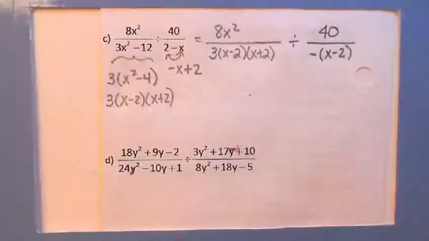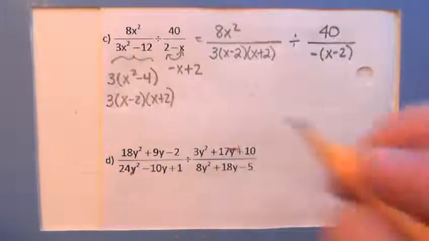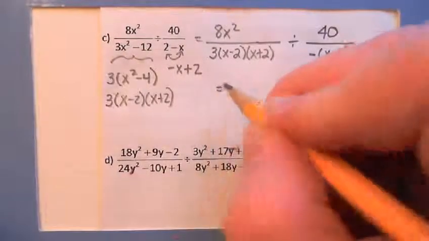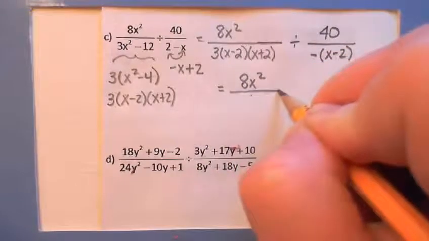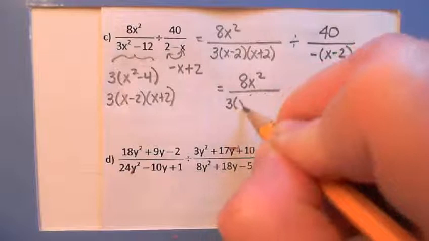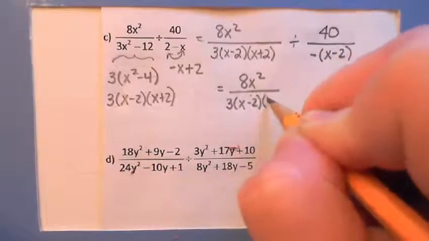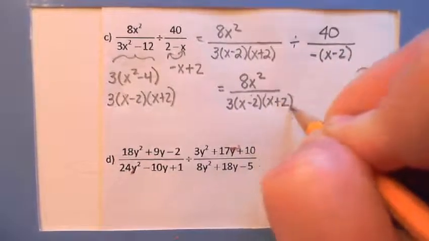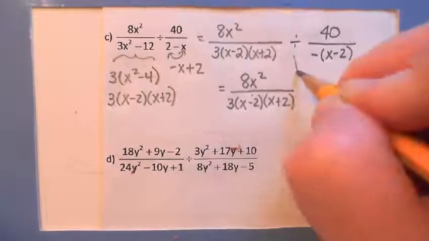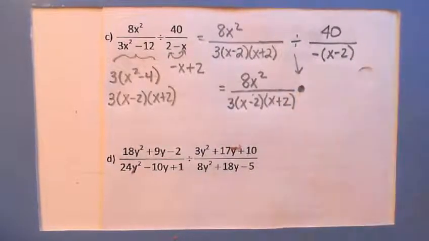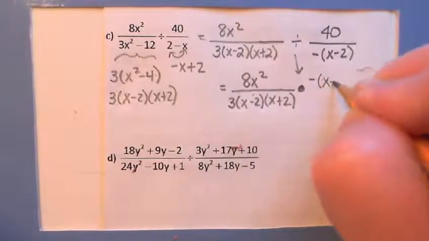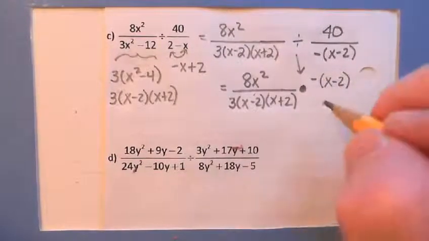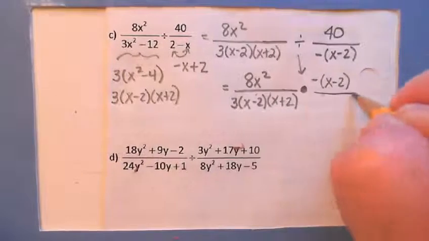Very good. Now, how do we do division of fractions? Basically, you copy the first term. So here we are copying it. Now we're going to change the division sign to multiplication, and we're going to flip the second term. So this would be negative x minus 2 over 40.